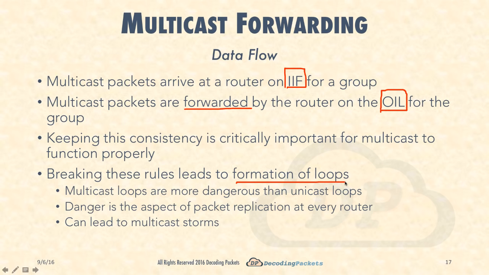But multicast loops are actually more dangerous than unicast loops. In unicast loops, the same packet may be sent over and over and over again back and forth between a couple of routers. The dangerous aspect of multicast is really due to packet replication. At every hop, we may be replicating that packet, making multiple copies of that packet and introducing those packets into the loop. So ultimately, it leads to multicast storms. It cannot be emphasized enough the importance of stopping the formation of these loops. And we'll be talking about that in much more detail.